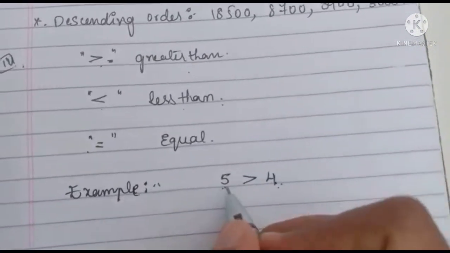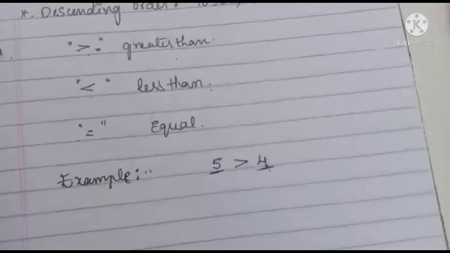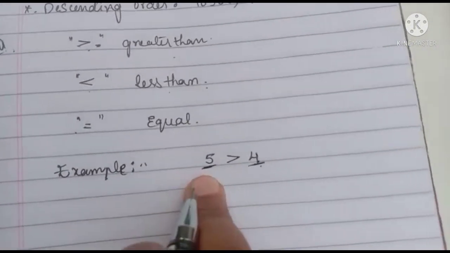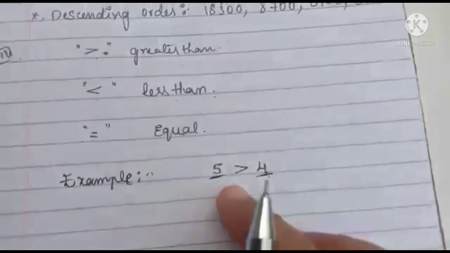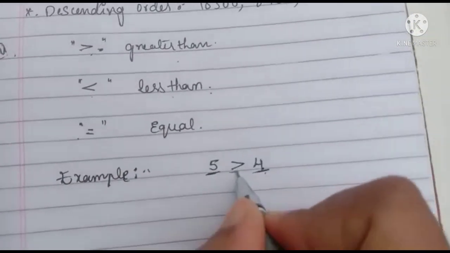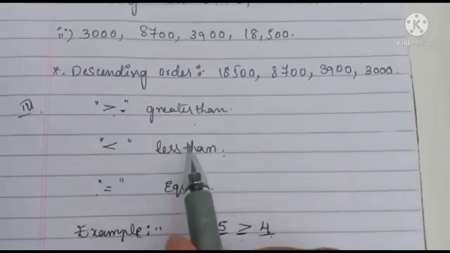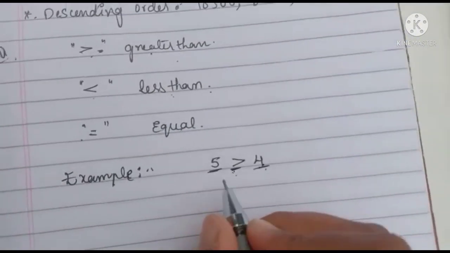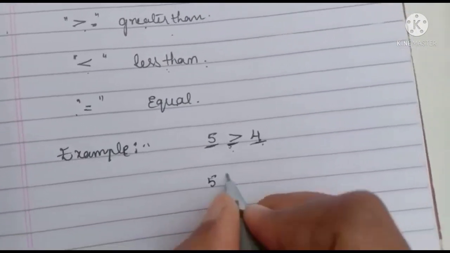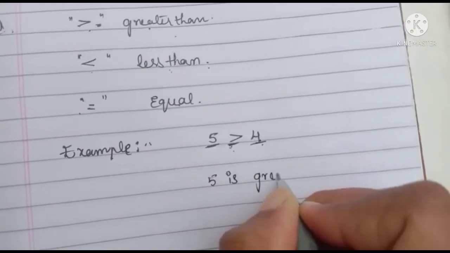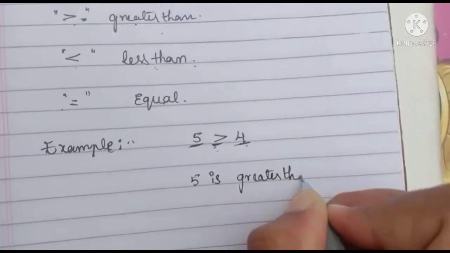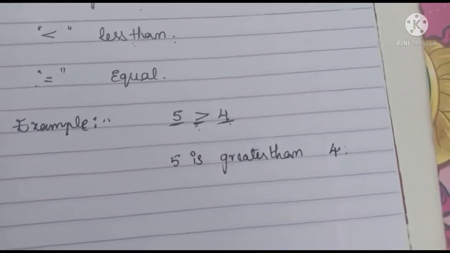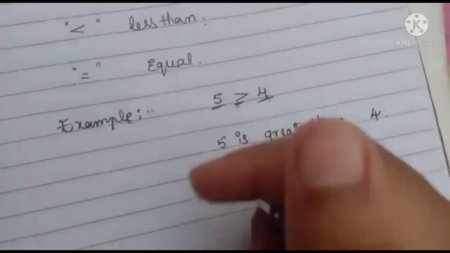5, 4. There is 5 number and 4 number. Which is the greatest number here? 5. The smallest number is 4. So what is the symbol? The symbol is greater than. So what do we have to write? 5 is greater than 4. Okay, 5 is greater than 4.